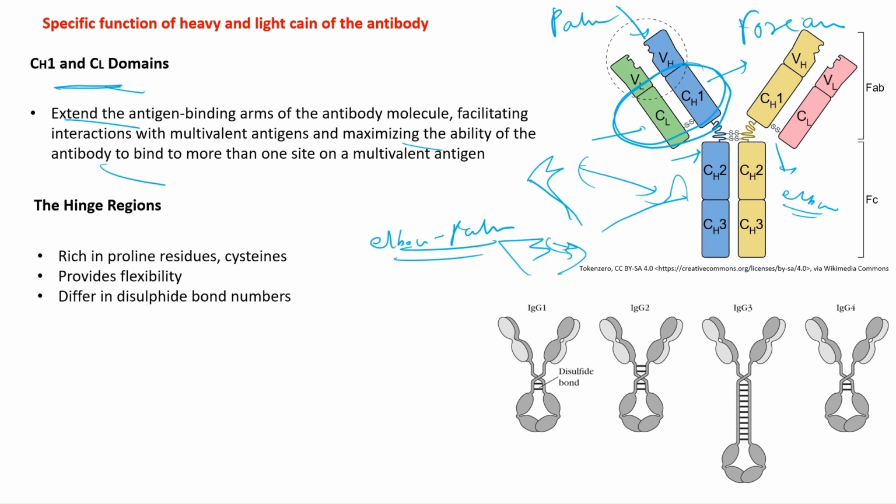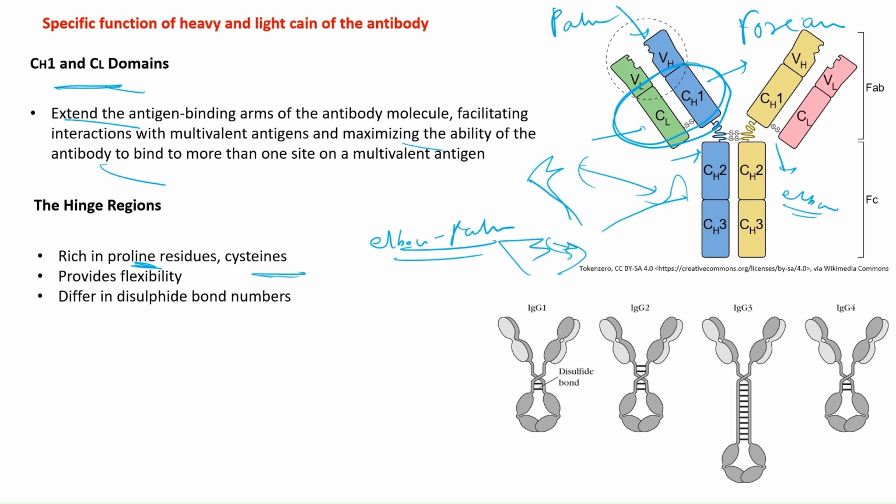Coming to the hinge region, I already explained its function. The hinge region is rich in cysteines because it helps to bind the two heavy chains with each other. It is also rich in proline residues, which help to provide rigidity with flexibility.